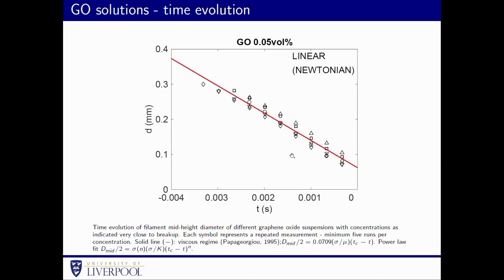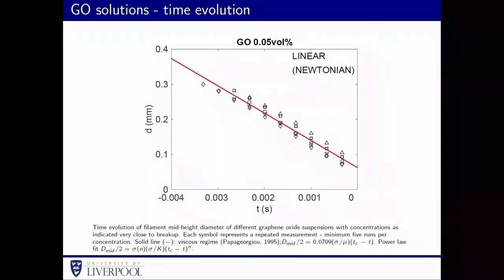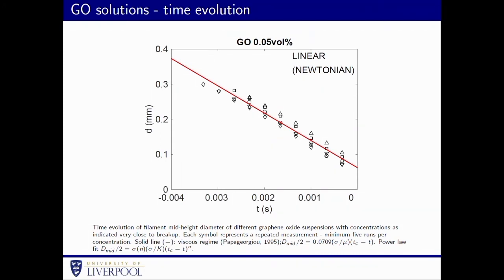In terms of qualitatively, if we track the diameter at very low concentration, we see that it basically follows this sort of linear regime. Because the solvent is water, the timescales are very fast, so there's probably some uncertainties right at breakup because we're not able to capture it. But we can see that it has this sort of linear behavior. There's some spread in the data, which we think is due to the nature of the flakes themselves.